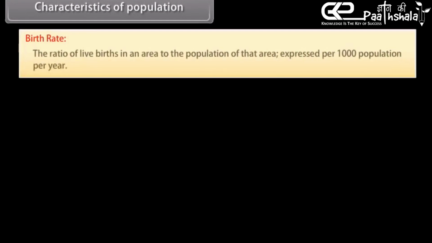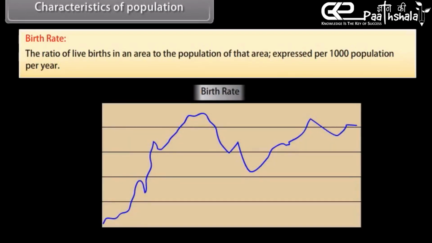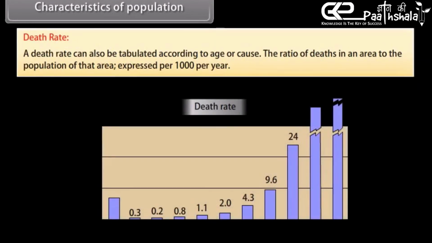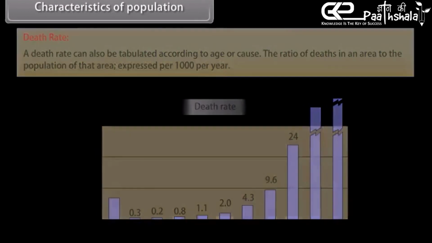Birth rate. The ratio of live births in an area to the population of that area, expressed per 1,000 population per year. Death rate. Death rate can also be tabulated according to age or cause. The ratio of deaths in an area to the population of that area, expressed per 1,000 per year.